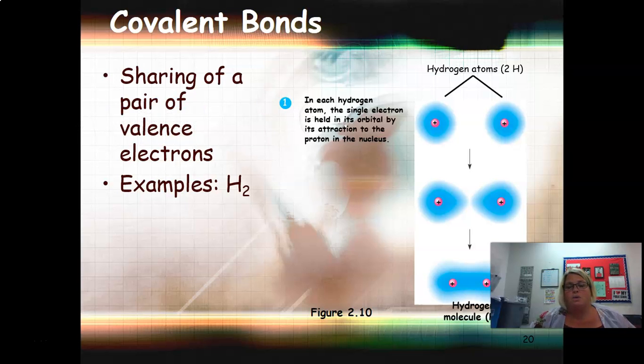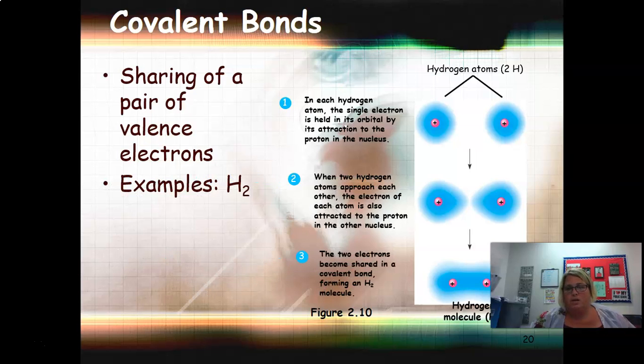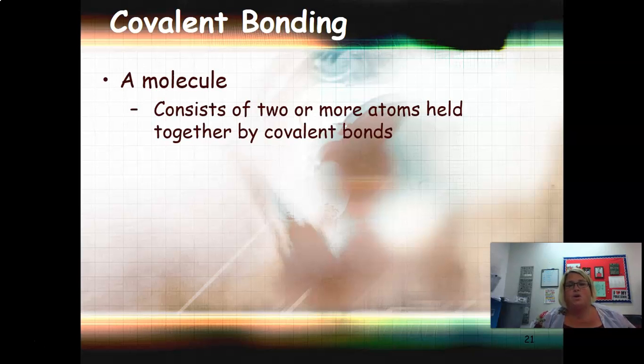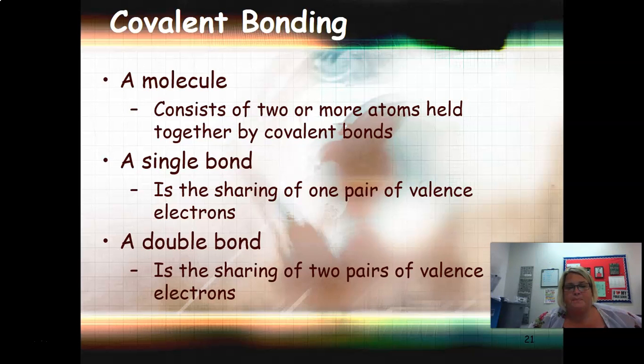Okay, so I'm just going to let you read through that. We just talk through it. So when they're shared, they're a covalent bond. Okay, covalent means sharing. So when a molecule consists of 2 or more atoms held together by covalent bonds, a single bond is sharing 1 pair of electrons. Okay? A double bond is sharing of 2 pairs of valence electrons.